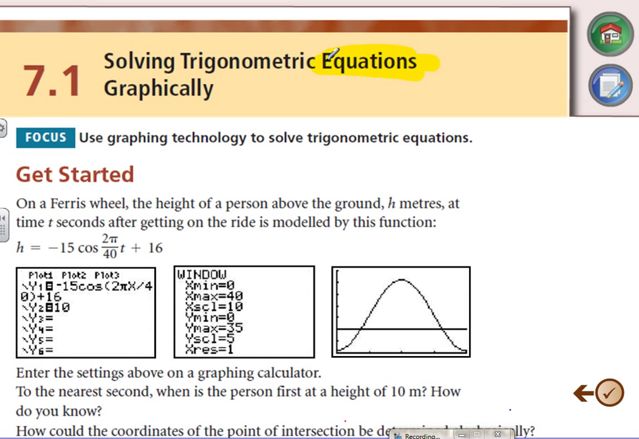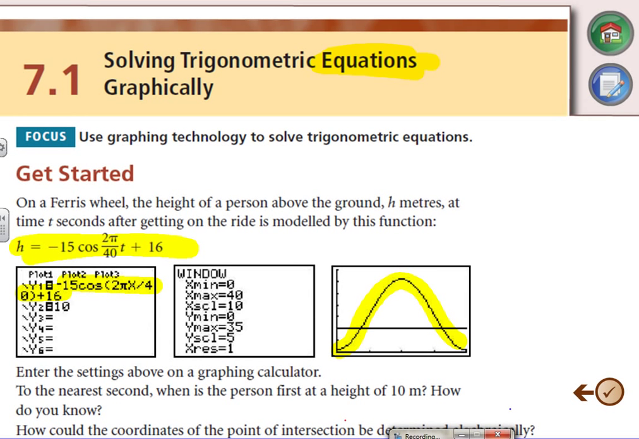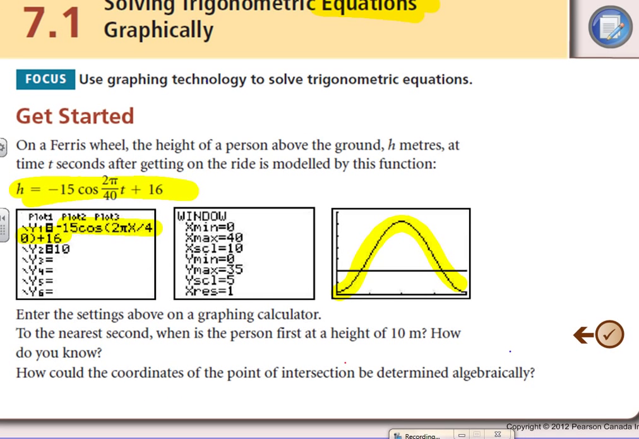The first one, Ferris wheel question. We've seen these many times already. Let's use a highlighter. Taking this graph, plugging it into our graphing calculator, we get our curve with that window setting. Then the question that we're being asked is, to the nearest second, when is the first person at a height of 10 meters? So we plug in our 10 for our second graph, and we look for our intersection points.